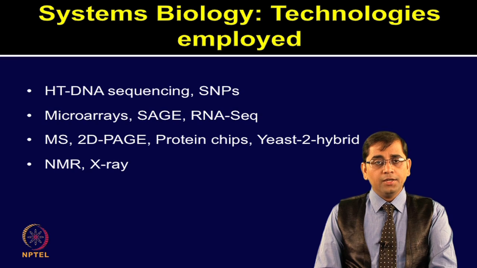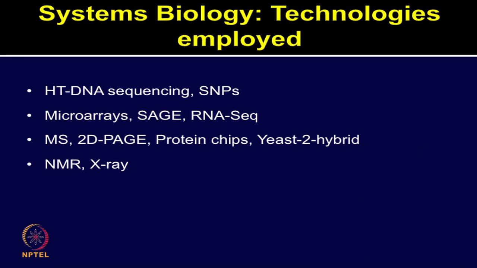For genomics, there are high throughput DNA sequencing methodologies and mutation detection using the SNP method. For transcriptomics, the transcript measurements can include serial analysis of gene expression, gene chips, microarrays and RNA sequencing. For proteomics, there are mass spectrometry, two-dimensional electrophoresis, protein chips and yeast two-hybrids, and different structural proteomic tools such as X-ray and nuclear magnetic resonance. X-ray and NMR are mainly employed for metabolomic analysis in the field of metabolomics.